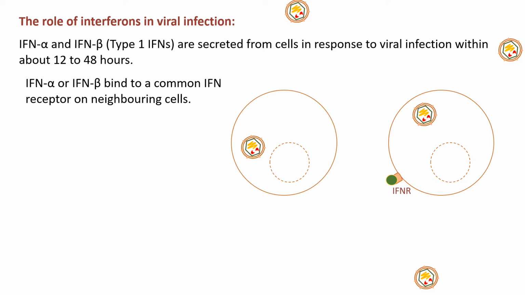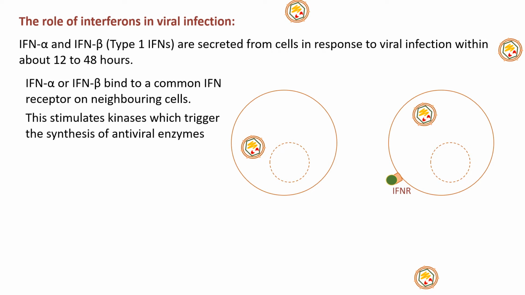So happily, there's virus replicating away. The cell, meanwhile, is doing a sneaky backdoor job by releasing interferons. These interferons, when they bind on the neighboring cell, stimulate kinases. So we're talking a second messenger system involving phosphorylation. Remember, kinases always phosphorylate. This triggers the synthesis of antiviral enzymes by that cell, the neighboring cell.